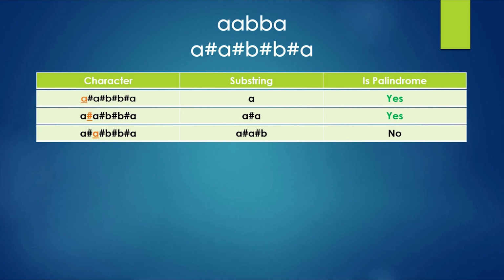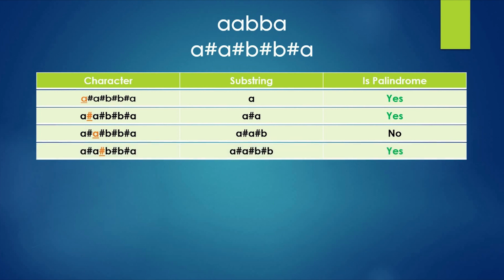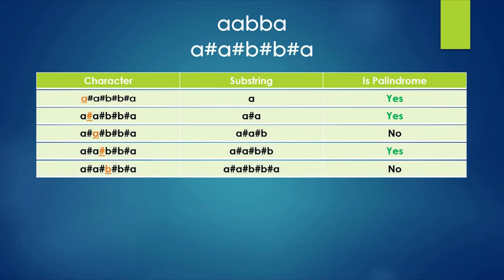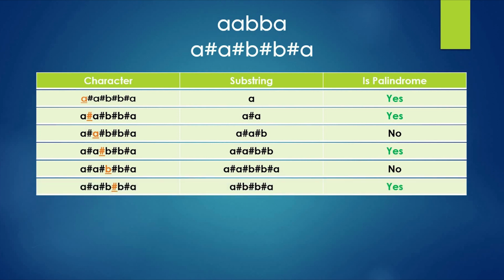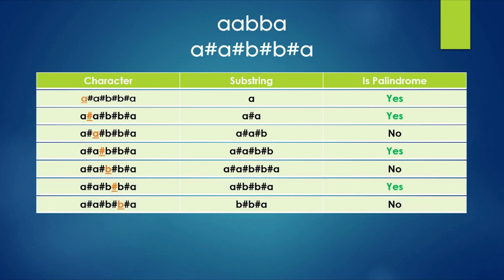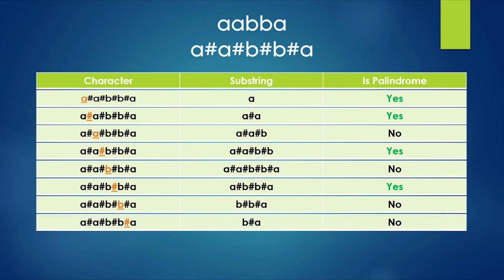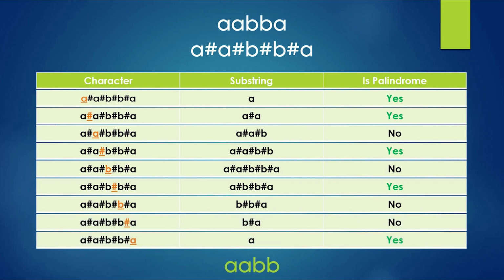So using this logic, we will check all the characters of our string and store the palindromic string in a variable. If we get a new palindromic string, we will check its length. If the new palindromic substring length is greater than the older one, we will replace the variable value with the new substring. So our output will be this, ABBA.